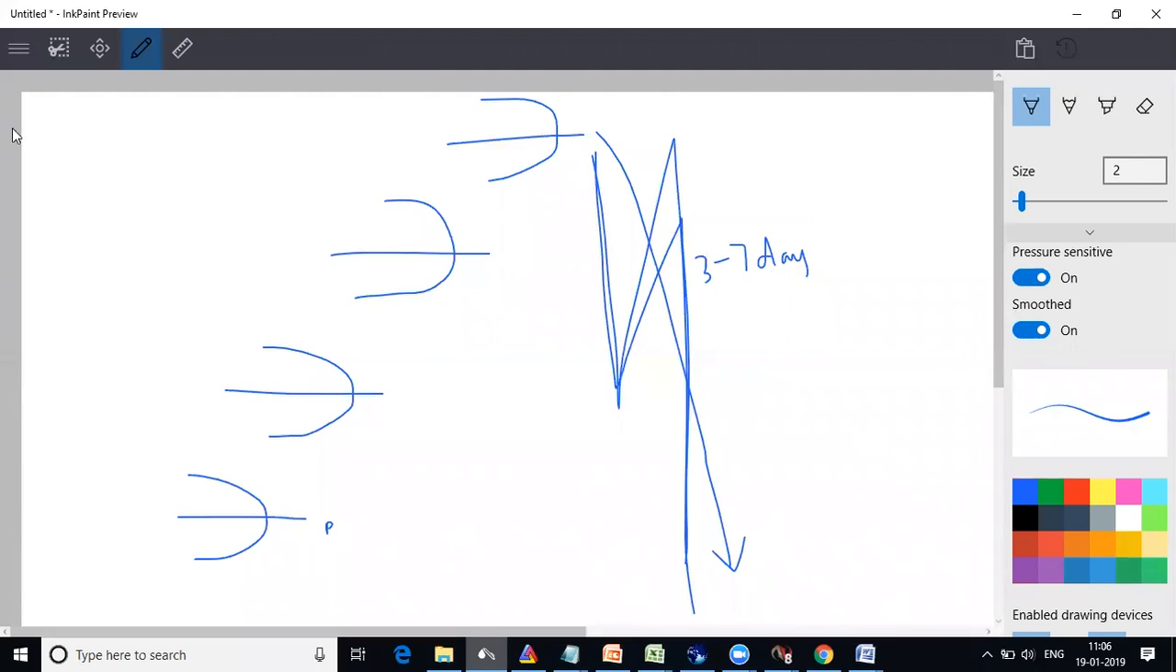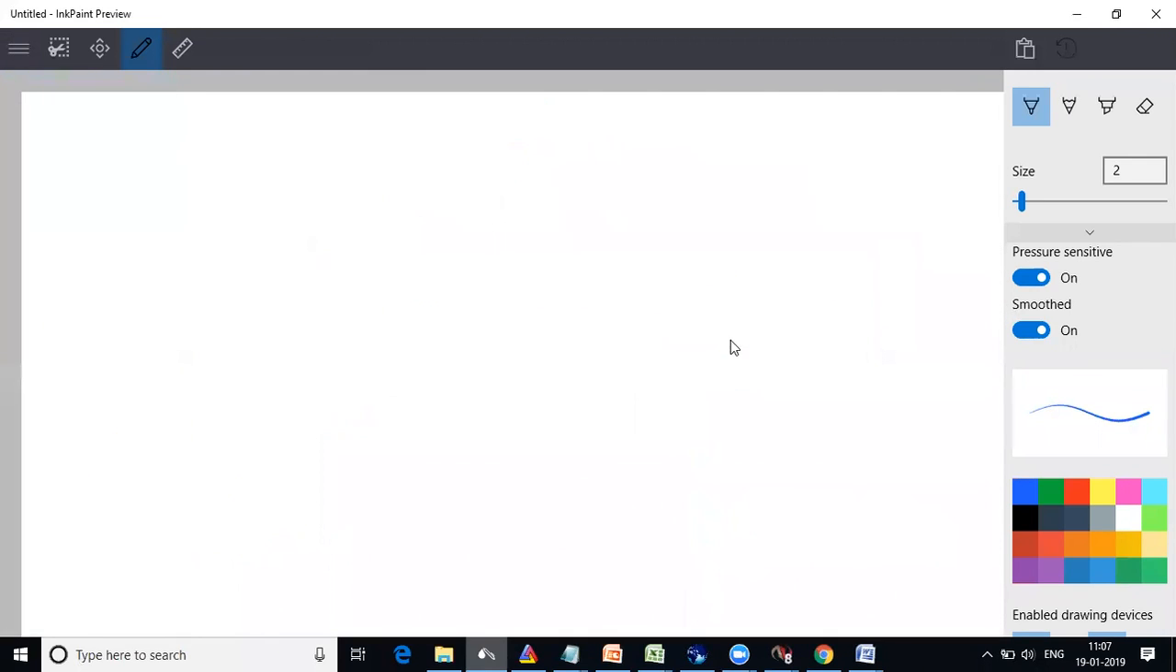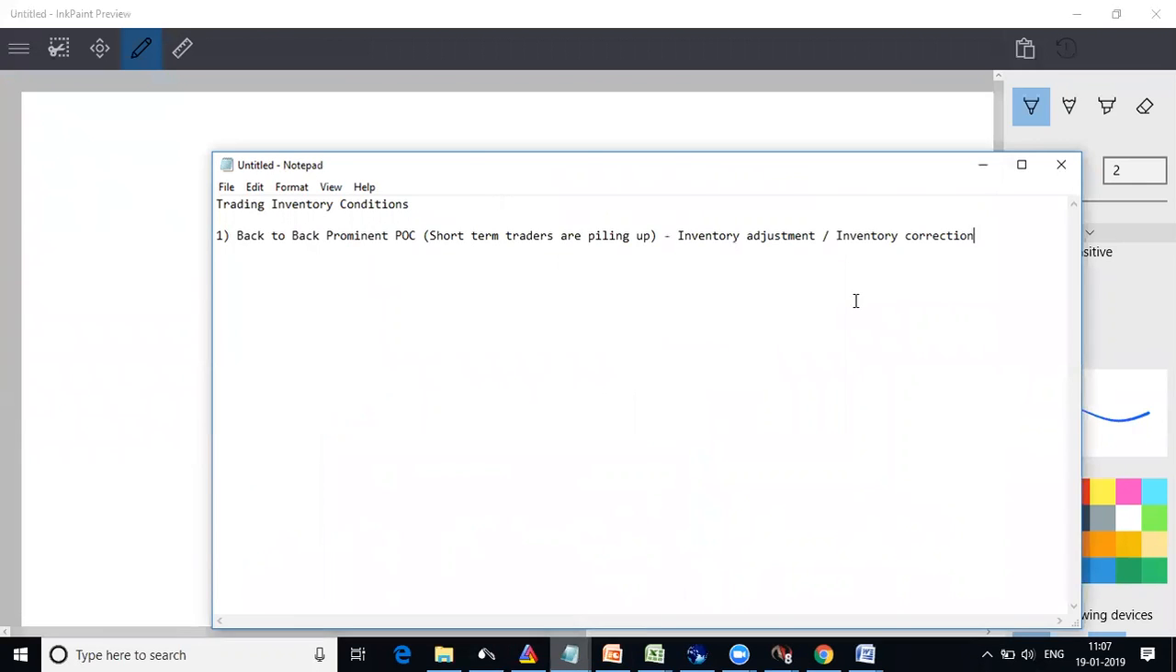So can anybody explain what is a prominent point of control? Sir, it is more than 10 TPOs. Yeah, prominent point of control is more than 10 TPOs, and it is the fairest place to conduct business, and it acts like a magnet.